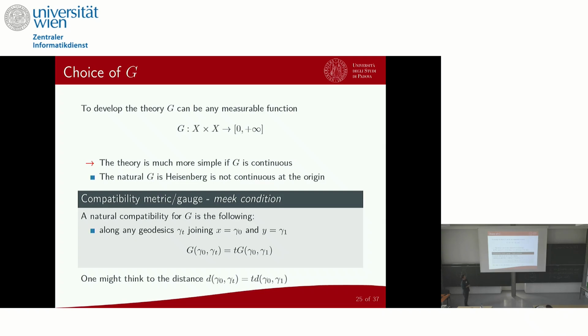And essentially, it is saying that along the geodesic, the G scales linearly. G from gamma 0, gamma t is t times G of gamma 0, gamma 1. So it has sort of similar properties to the distance.